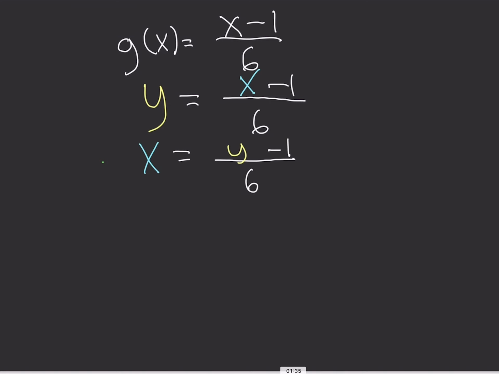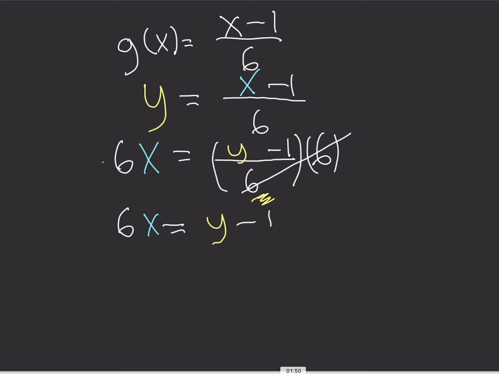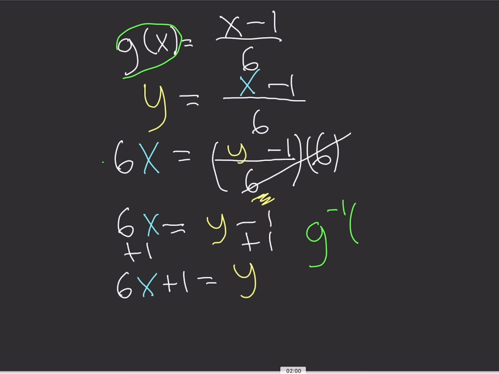So how do we undo that? You're going to multiply both sides of the equation by 6. When you do that, you can cancel out the denominator. Now we're going to multiply the left side also by 6, so that's just 6x. That's equal to, now the 6 on the right side canceled the denominator, you're simply left with y minus 1 on the right side. Then you just have to add 1 to both sides, and you get 6x plus 1. Notation-wise, we're going to say g to the negative 1 is equal to 6x plus 1, and that is the inverse.